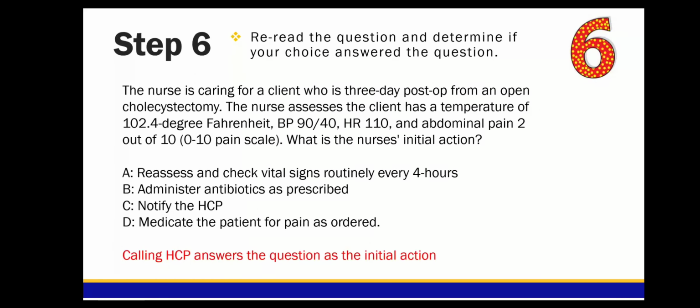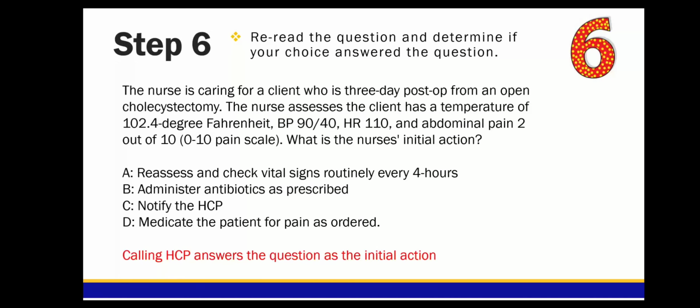So when we look at step number 6, we reread the question to determine if your choice answers the question. So is the answer choice that you selected, in this case C, answering the question, what is the nurse's initial action related to this assessment finding? And if you can say, I'm still confident that C is the answer, then you're done. Whew. That wasn't so bad, was it?